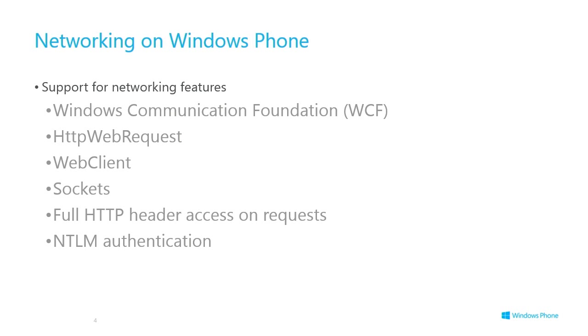Networking on Windows Phone. First of all, an introduction to what we have in terms of support for networking features. Good support for WCF, accessing WCF services in all their different flavors, RESTful and SOAP and all the rest of it. HttpWebRequest and WebClient are the low-level APIs. Sockets, as I mentioned. We've got full HTTP header access on requests. That's something we didn't have when Windows Phone first came out. We have no restrictions like that. And we have full support for NTLM and Kerberos authentication in Windows Phone 8. So, a dream come true.